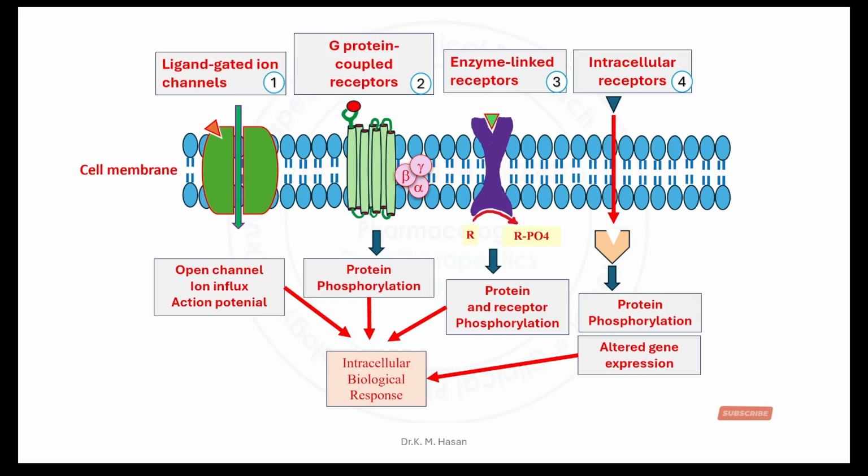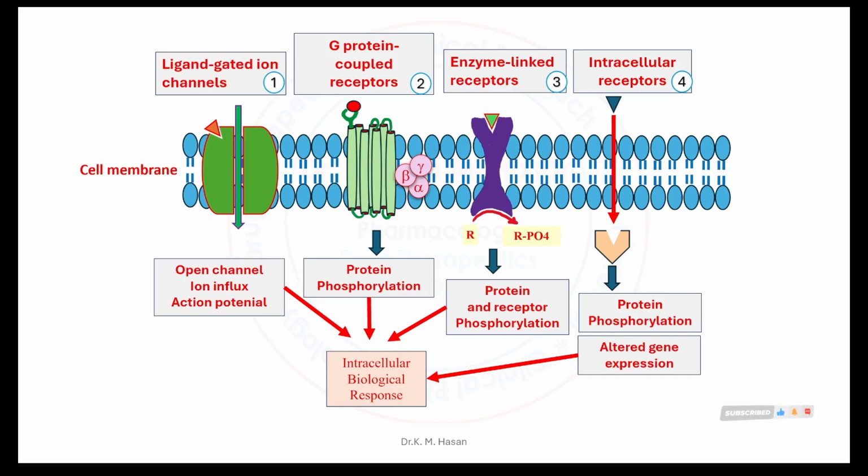Okay, speaking about the first type of receptor, ligand-gated ion channels, the receptor is located on the cell membrane, and we have the site where the medication, agonist or antagonist, binds to this receptor. This will open the channel, leading to ion influx, action potential, and the biological response.